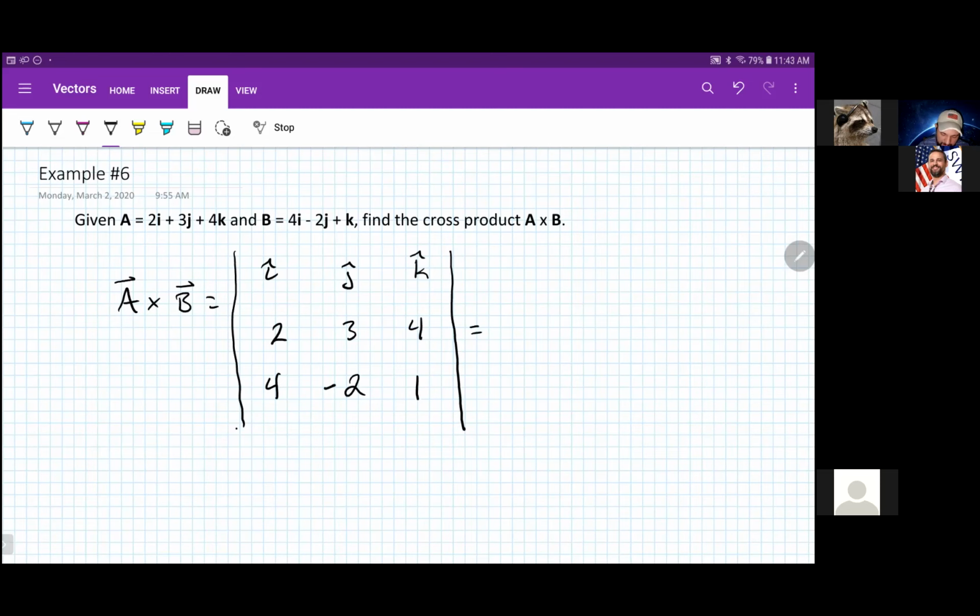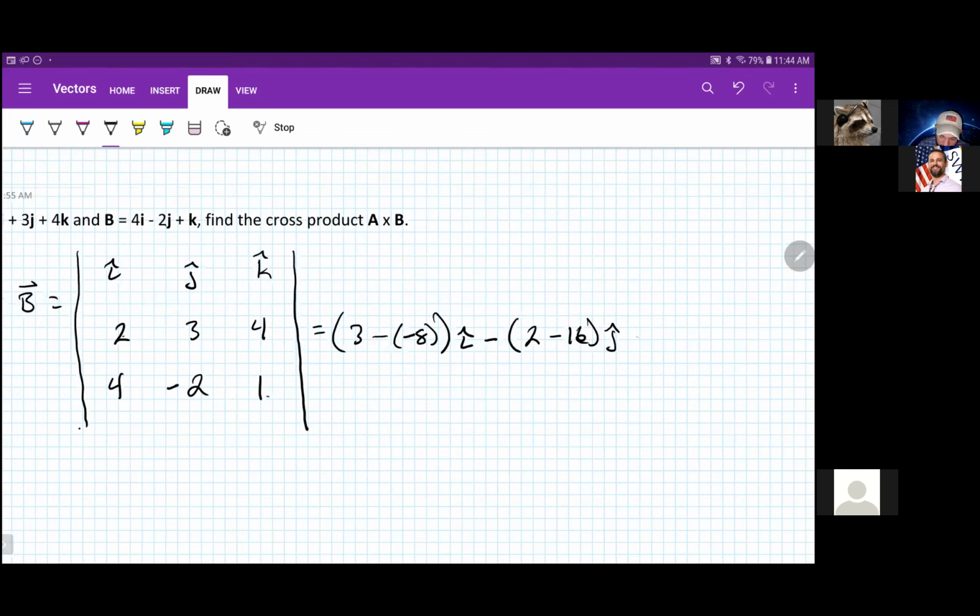Okay, so I'm doing the I hat component first. It's going to be 3 times 1, that's 3, minus a 4 times a negative 2 gives me a negative 8, I hat. Minus, now I'm doing the J component. So 2 times 1 is 2, minus a 4 times 4 is 16, J hat. And then plus a 2 times negative 2 gives me a negative 4, minus a 3 times 4 gives me 12.